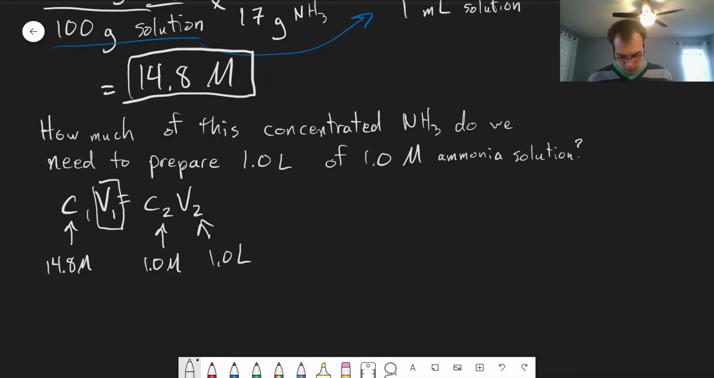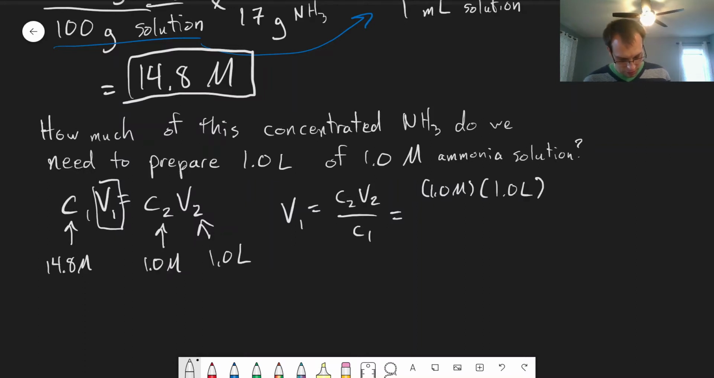What do we need? So if we rearrange this equation, we can say V1 is equal to C2V2 over C1, and we can then plug in all the numbers. So we have 1.0 molar times 1.0 liters divided by 14.8 molar. The molars are going to cancel out and we'll get an answer that's in liters. We're going to get a pretty small number, so we'll probably convert it to milliliters.